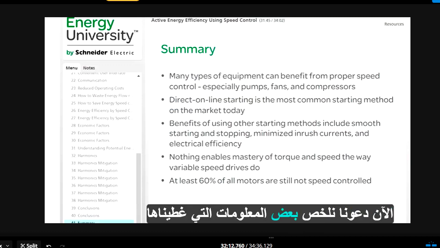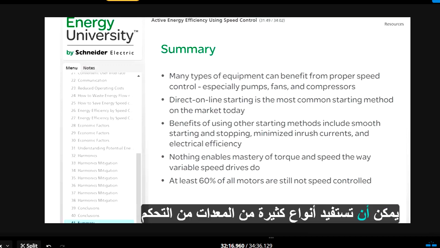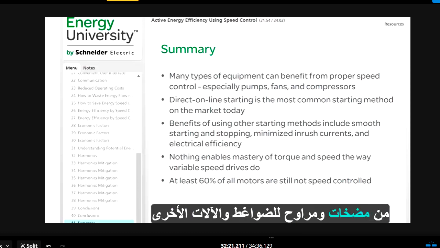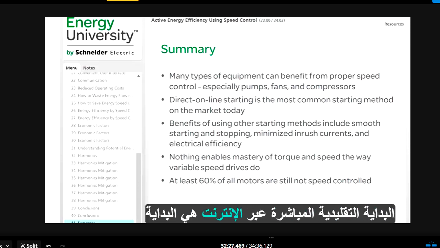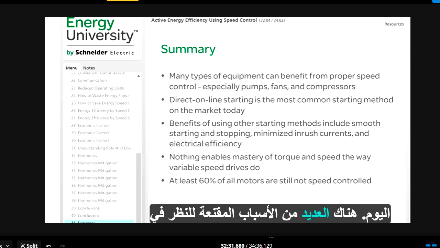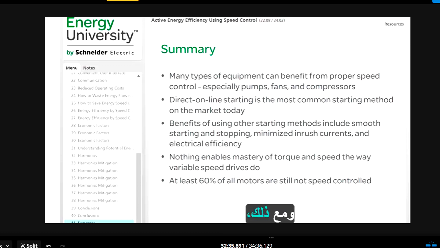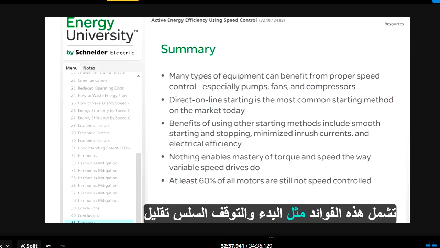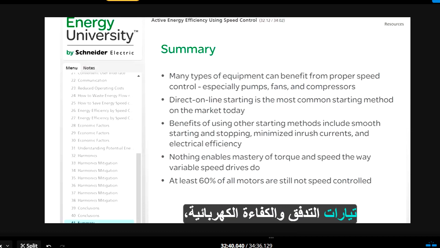Now, let's summarize some of the information we have covered throughout the course. Many types of equipment can benefit from proper speed control, from pumps and fans to compressors and other machines. Due to associated costs, traditional direct online starting is the most common starting method on the market today. There are many compelling reasons to consider other starting options, however. These include benefits such as smooth starting and stopping, minimized inrush currents, and electrical efficiency.